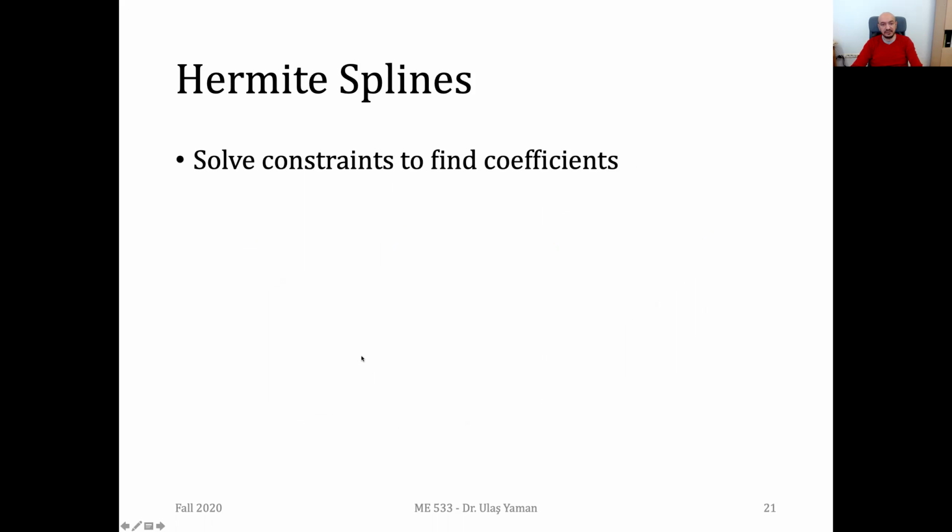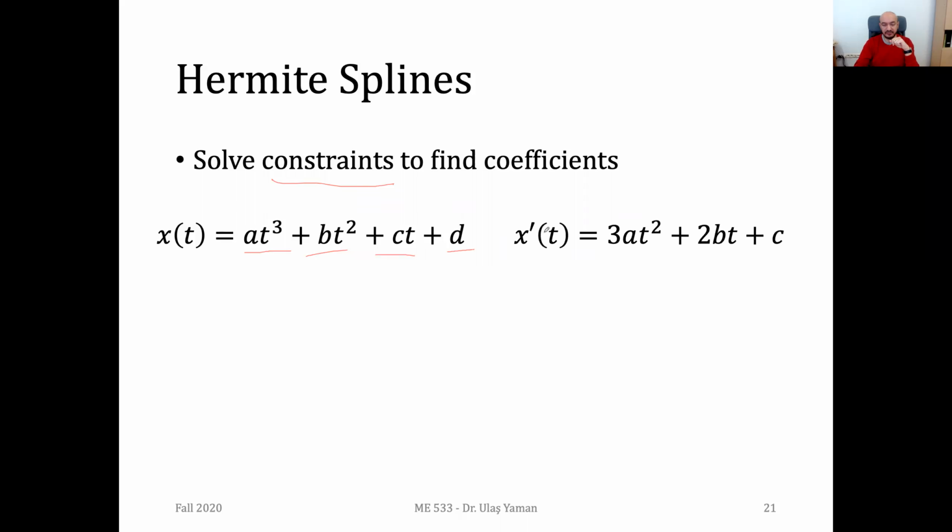So now how are we going to represent these Hermite splines in a parametric way? We will be solving our problem by using the constraints. Since we have constraints, our coefficients should satisfy them. What are they? First of all, if you remember, we have a starting point and an end point, and then we have two derivatives, or tangents. So we also need an equation for the derivative function.